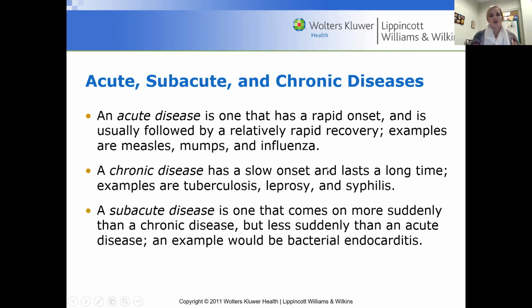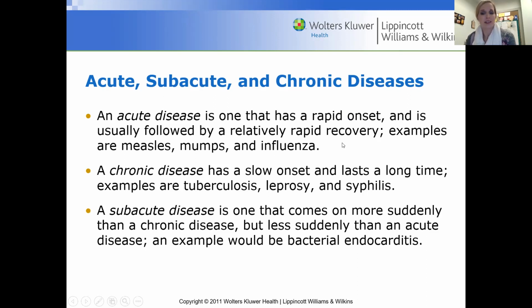Some other terms when it comes to diseases: acute, subacute, and chronic. If an infectious disease comes on really quickly and leaves very quickly, it's called acute. So it's something that's kind of small, like a cold. A cold comes on very rapidly, leaves very rapidly. So that's what it means there. An acute disease: rapid onset, rapid recovery. So examples would be measles, mumps, and even the flu, influenza.